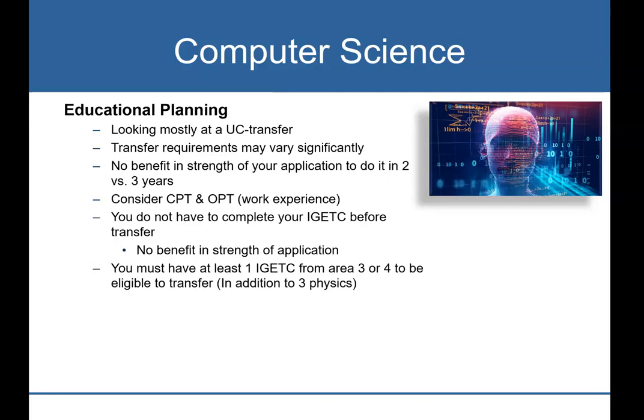Now, unlike business, econ, communications, those types of majors, you're probably not going to have much time to take your general education courses. You don't have to have them done before you go. There's no benefit or strengthening to your application to have your IGETC done before you go. But in addition to the 3 physics courses that you're going to have as part of this plan, you're going to have to take at least 1 course from area 3 or 4 on the IGETC. That's a minimum transfer requirement. So if you have everything else at a 4.0 and you don't have that 1 class, you're in danger of not being admitted. The door simply will not open for you if you don't have that general education class.